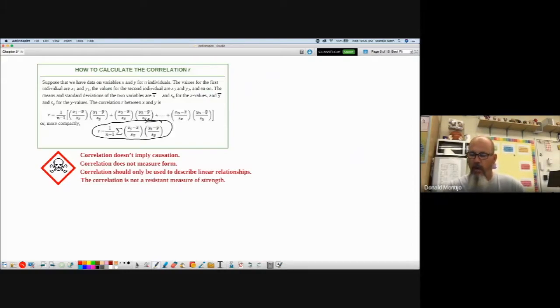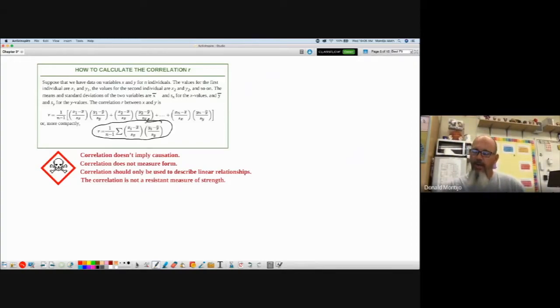So we would say R equals 1 over n-1. All that's really saying is, after you're done, divide it by 1 less than how many dots there are in the graph. X sub I means each individual X. So we take every single X value, subtract the mean, divided by the standard deviation. Do the same for y.